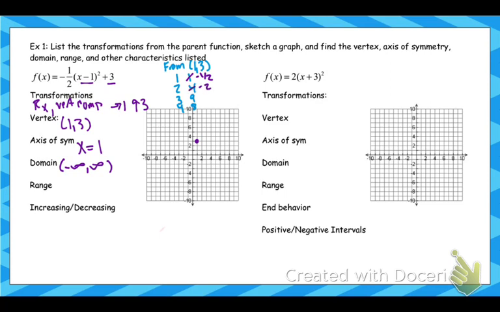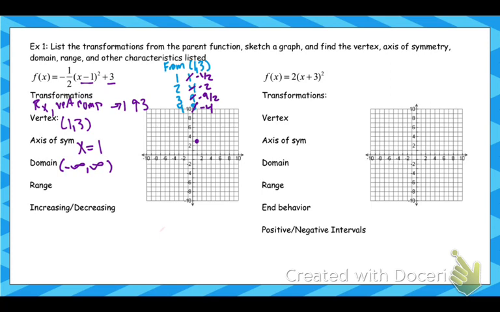That becomes negative 2. That becomes negative 9 over 2. And that becomes negative 4. Because we're taking those y values and multiplying them by negative 1/2, because that's the vertical stretch or compression. Now, because that's in relation to our vertex, those transformations have already been considered. That's where we made our vertex. We just have to consider how that parent function is changing.